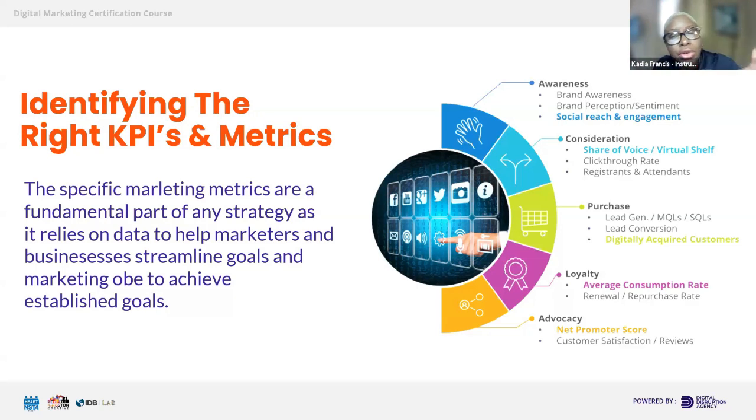You're working through different things to come to a decision, but I want you to look at the metrics at each stage of that decision. So when it comes to awareness, you're looking at brand awareness, brand perception, and sentiment. And sentiment is how do they feel about your brand, right? Social reach and engagement: how far or how many people know about you, how are they engaging with you?